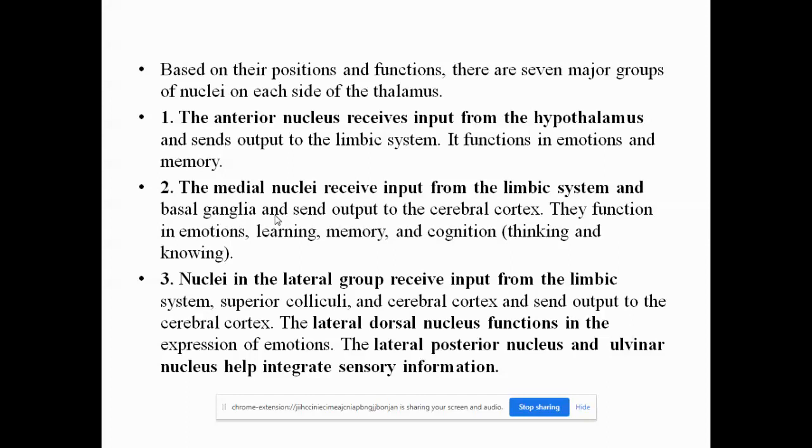The third one is the nuclei in the lateral group. So you have the lateral dorsal nucleus, lateral posterior nucleus and pulvinar nucleus. So what do they do? These lateral group of nuclei receive input from the limbic system, superior colliculi and cerebral cortex and send the output to the cerebral cortex. The lateral dorsal nucleus functions in the expression of emotions. The lateral posterior nucleus and the pulvinar nucleus help in the integration of sensory information.